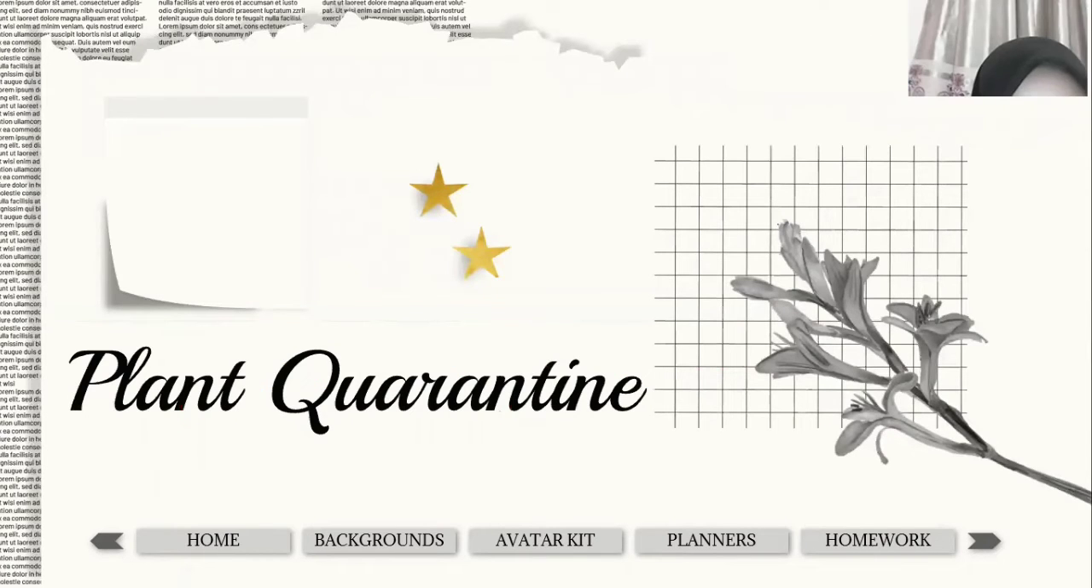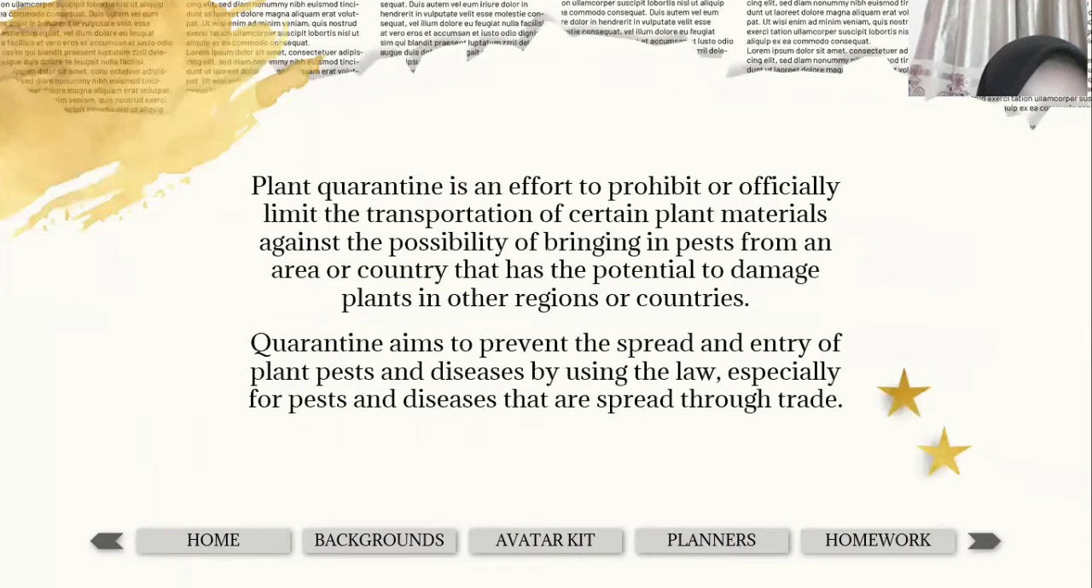Plant quarantine. Plant quarantine is an effort to prohibit or officially limit the transportation of certain plant materials against the possibility of bringing in pests from an area or country that has the potential to damage plants in other regions or countries.